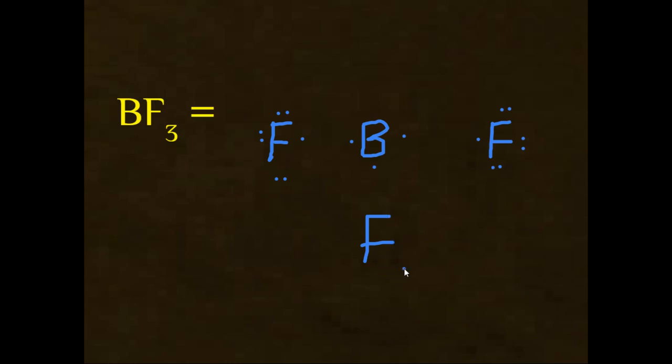Bottom atom, I'm going to have 7 dots, so that's 1, 2, 3, 4. Single electrons here, so I'm going to go backwards. 5, 6, 7. Now I'm going to connect all of my single electrons.